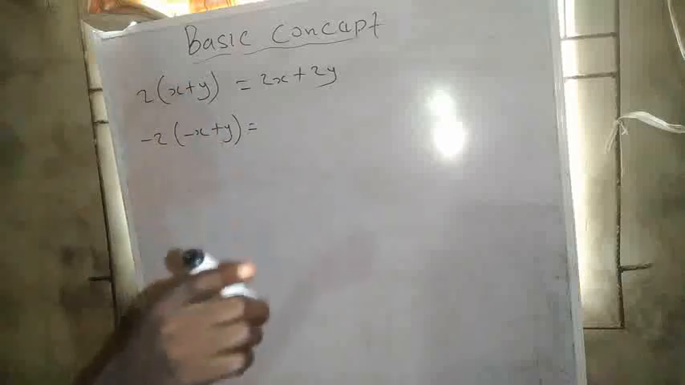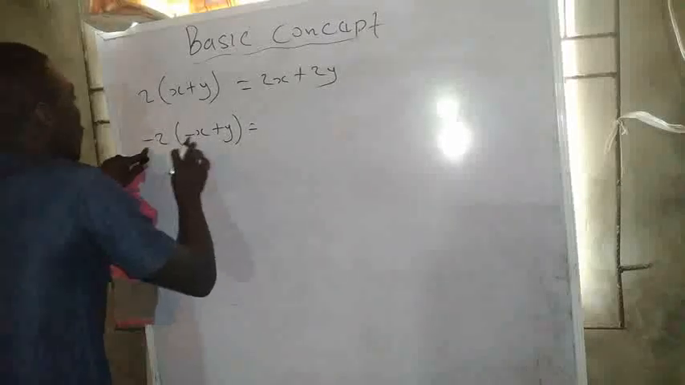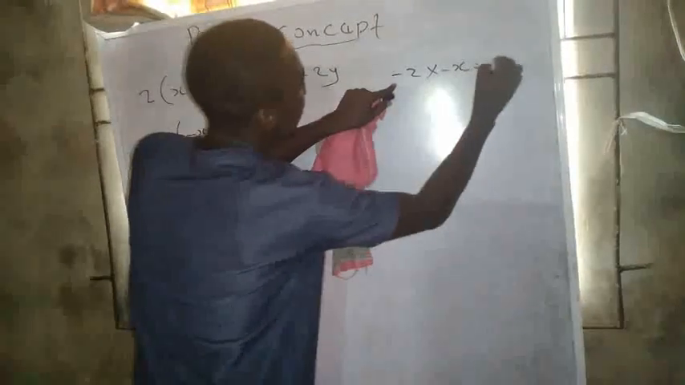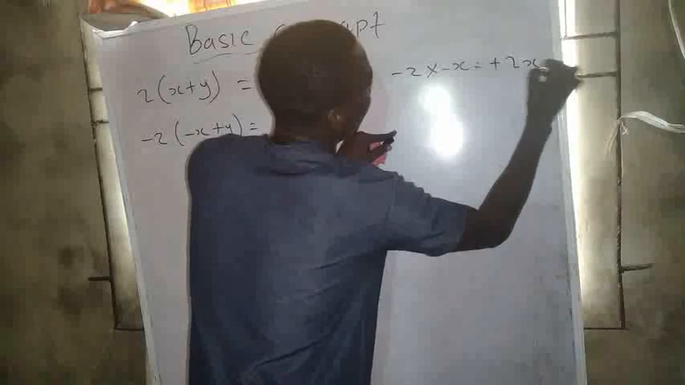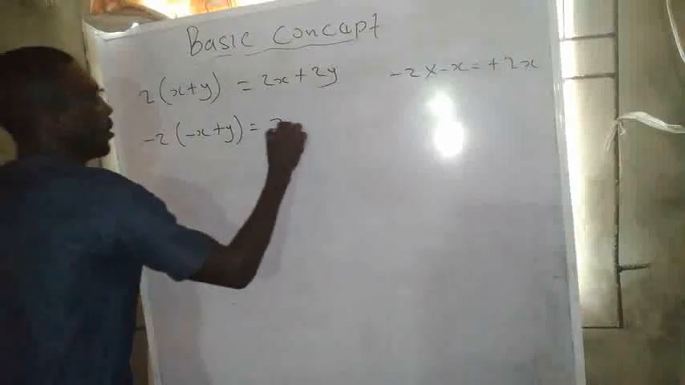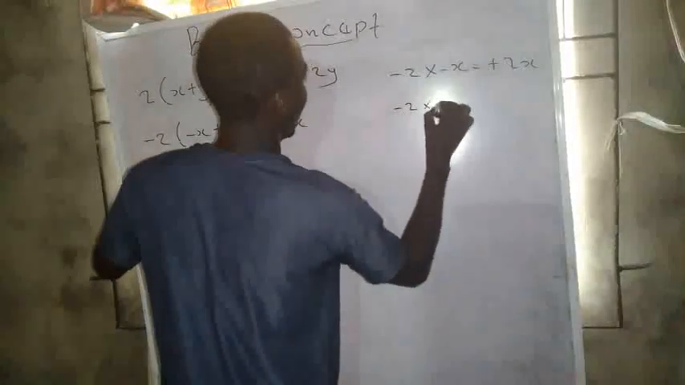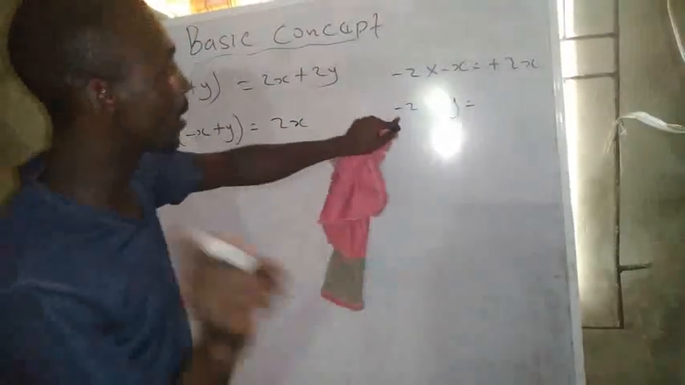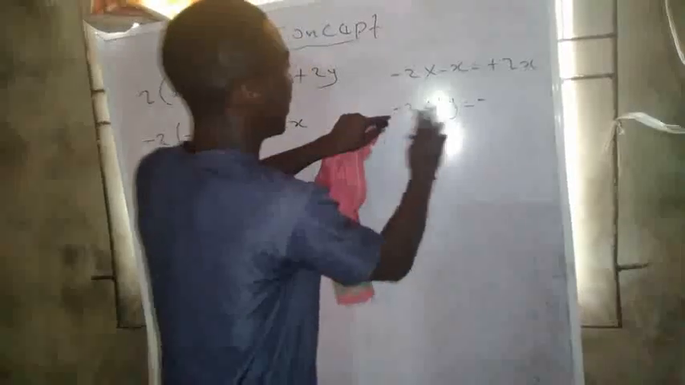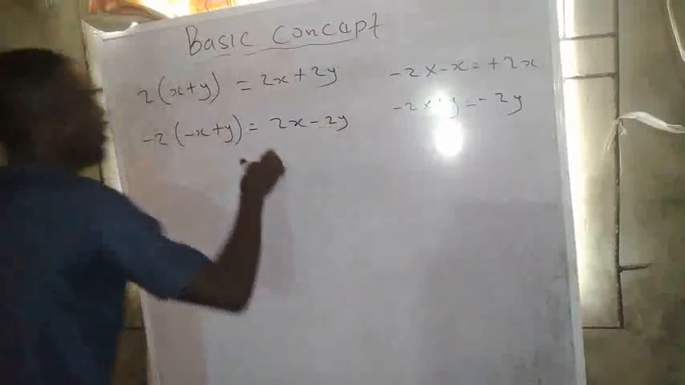Here, we have minus 2 into minus x plus y. Here, we need back our table, that's why I started with that. We have minus 2 times minus x, which is minus times minus is plus, 2 times x is 2x. But here we have minus 2 times plus y. If you go back to that table, minus times plus is minus. 2 times y is 2y. Then you come back here and bring your minus 2y. I'll leave the answer like this for now.